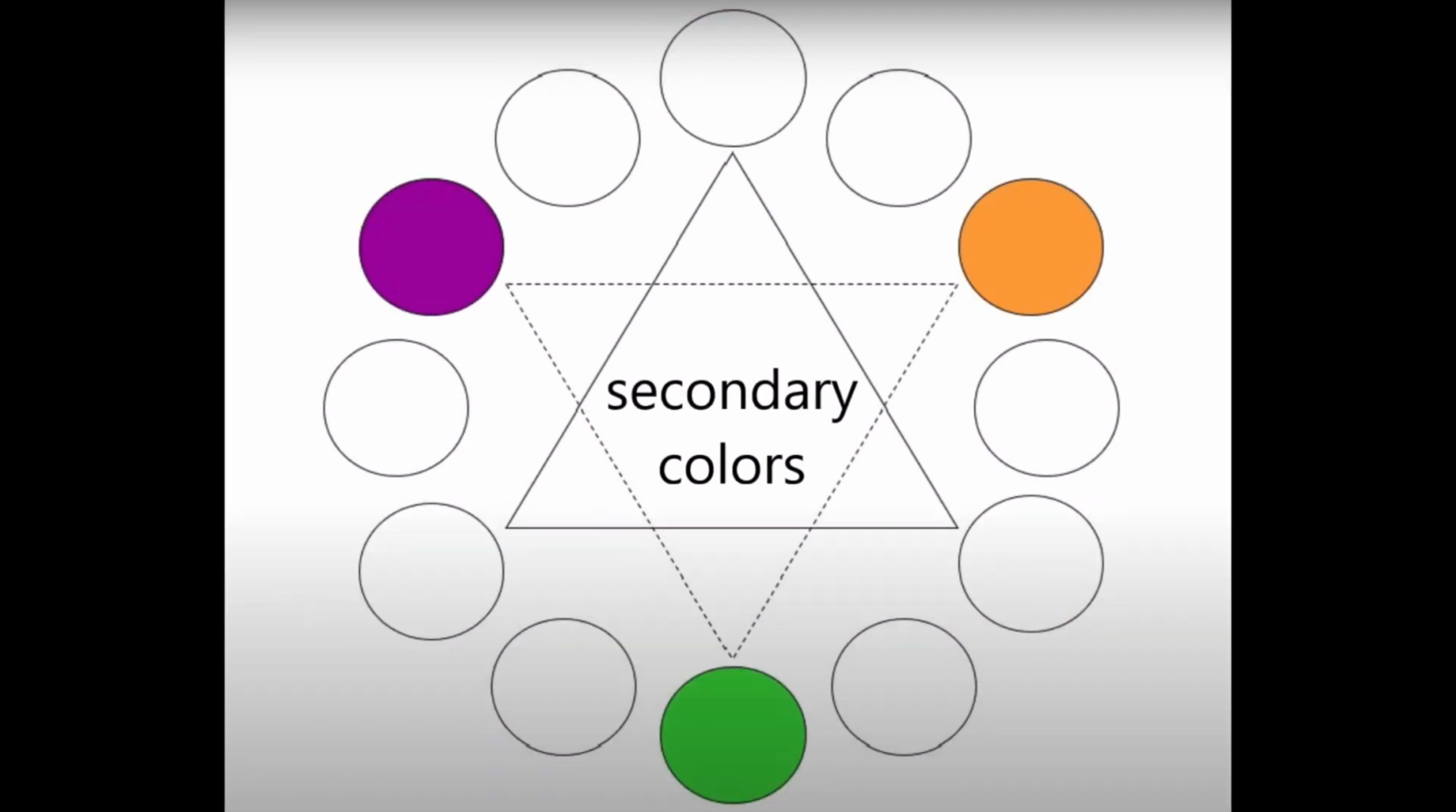Then we have secondary colors. Secondary colors use primary colors mixed together to make a new color. When you mix two primary colors, you get a secondary color. The secondary colors are orange, green, and violet. When you mix red and yellow, you create orange. When you mix yellow and blue, you create green, and when you mix blue and red, you create violet.